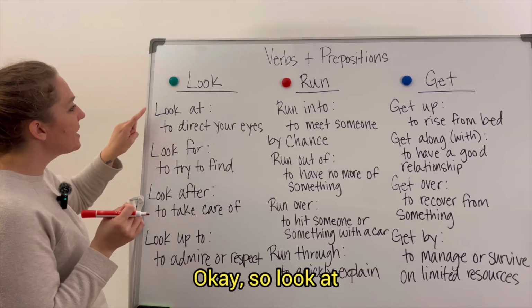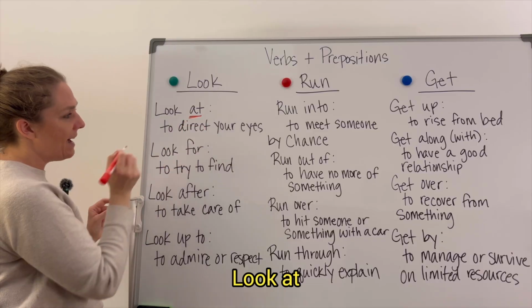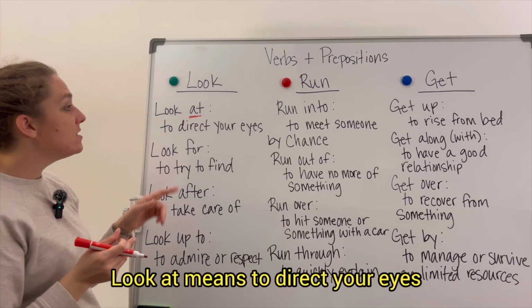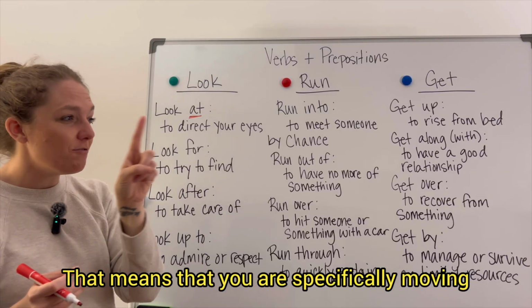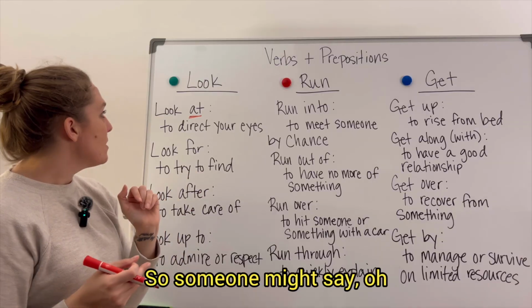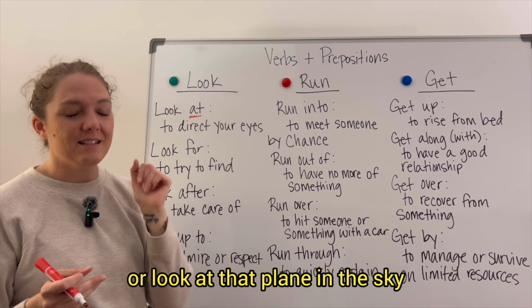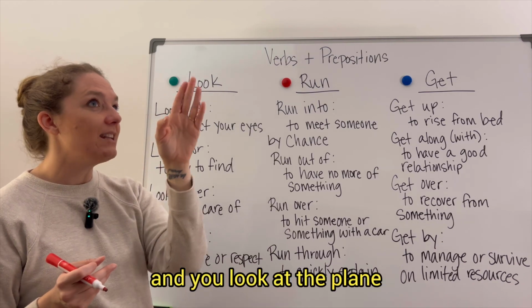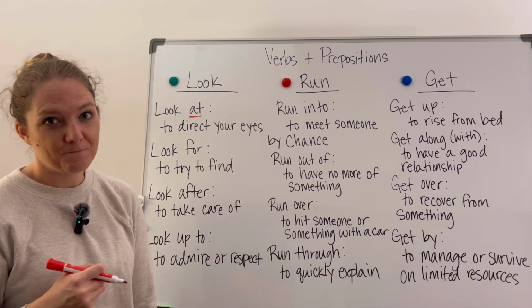Okay, so look at. The first preposition here is at. Look at means to direct your eyes. That means that you are specifically moving your eyes to see something. So someone might say, oh, look at that bird over there, or look at that plane in the sky. And then you turn your head and you look at the plane or look at the bird.